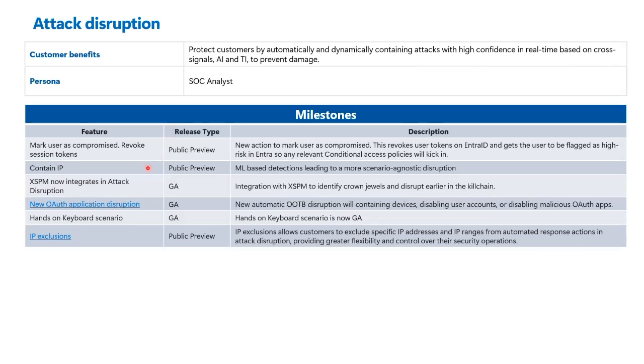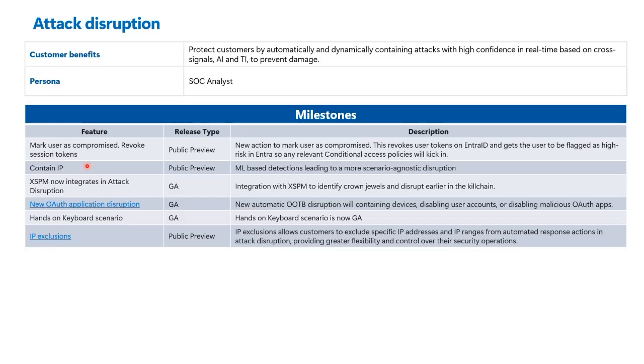Now, in the first two items over here, we have introduced some new actions. So the first one is mark user as compromised. So this essentially will revoke the session tokens, and the user will be flagged as high risk in Entra ID. So that means that any relevant conditional access policy will kick in as the user will need to sign in again.